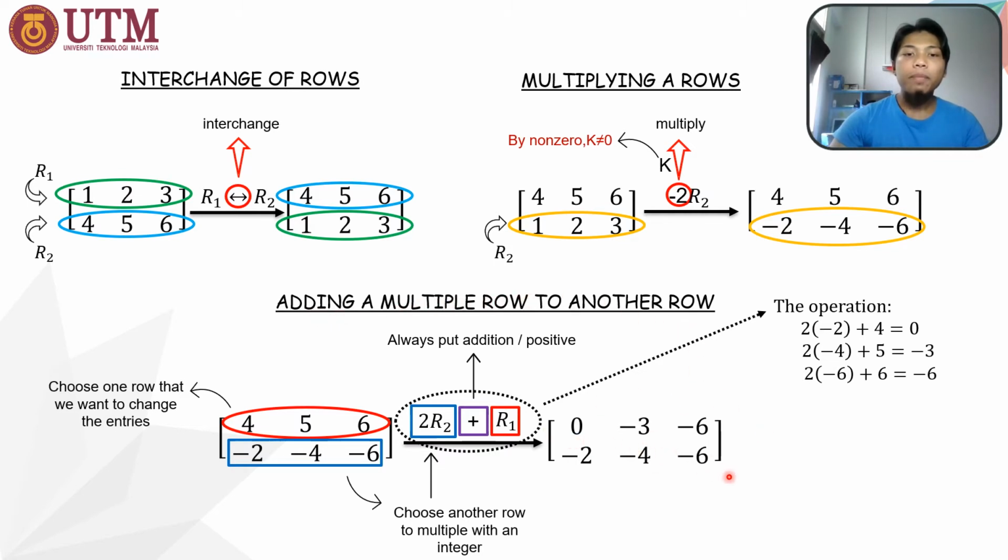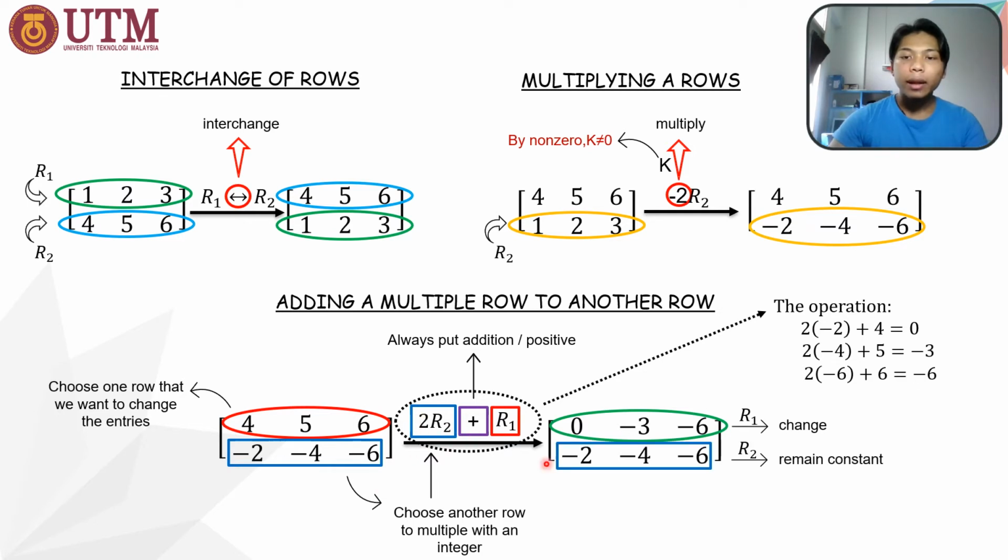You guys can see that the row 1 that I want to change is already changed, and the other rows remain constant. You guys can see it like that. Alright, so let's move on to another example.